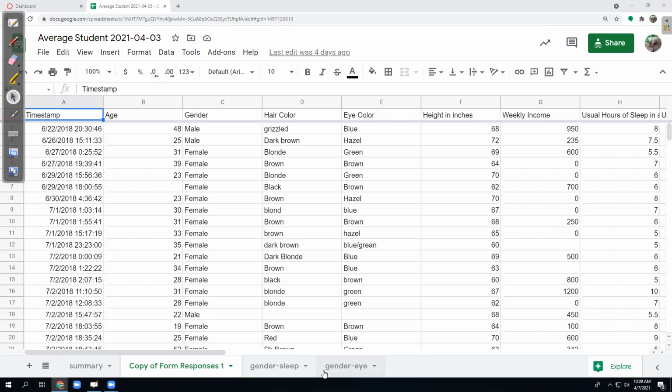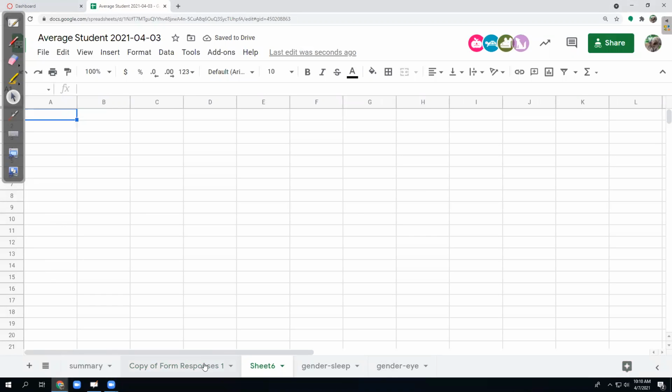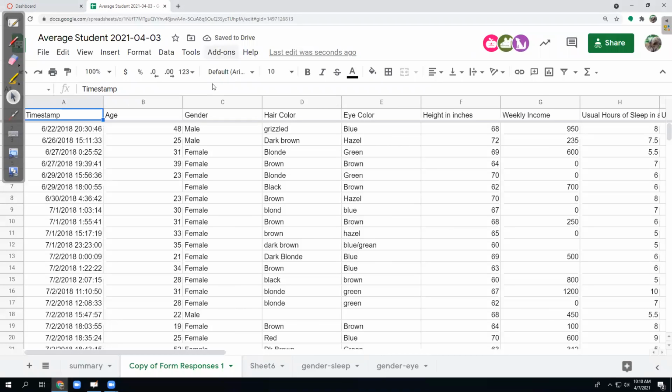So let's play with, how about height? And just for fun, for comparison, I'm going to attach it to gender. So I'm going to make a new tab here. If you're going to make a copy, hold on just a sec till I sort this out. Don't make your copy quite yet.